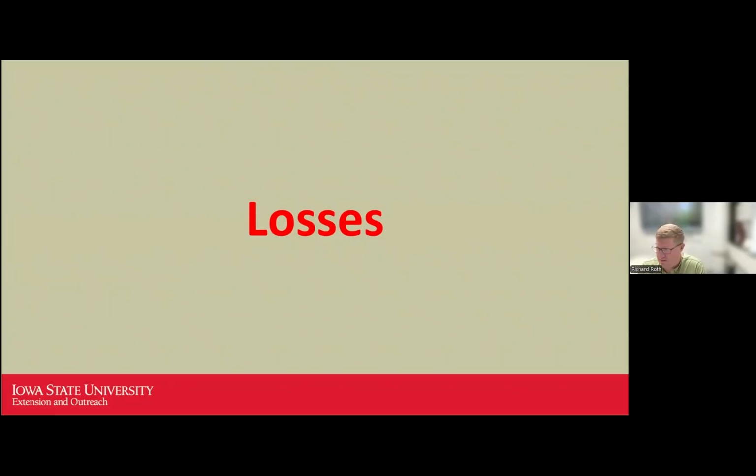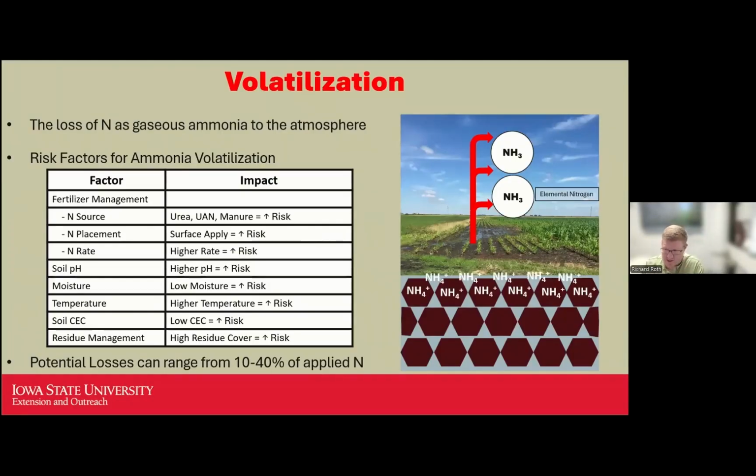There are three main loss pathways when I think about the nitrogen cycle. The first is volatilization, and this is the loss of ammonium, NH4, from our fields as gas. There are a lot of risk factors that can contribute to ammonia volatilization. There are fertilizer factors such as source: urea and ammonium-based fertilizers like UAN. Manure can also be at higher risk for volatilization because there's more ammonium in it.